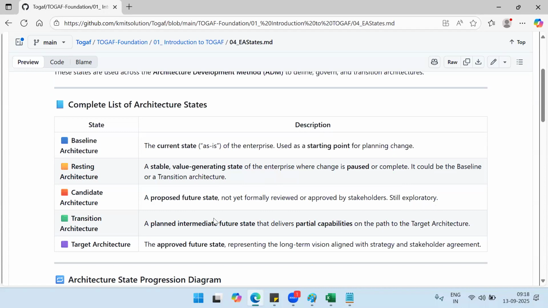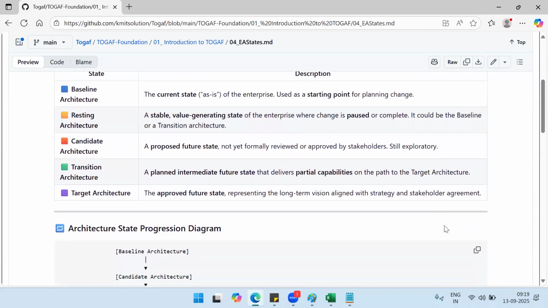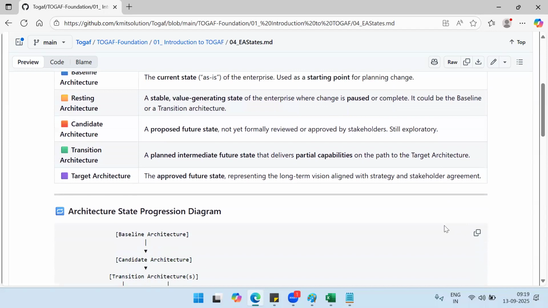exploratory. Right. Now, next one is the transition architecture. So, a planned intermediate future state that delivers partial capabilities on the path to the target architecture. And the last one is the target architecture. So this is the approved future state representing the long-term vision aligned with the strategy and stakeholder agreement.